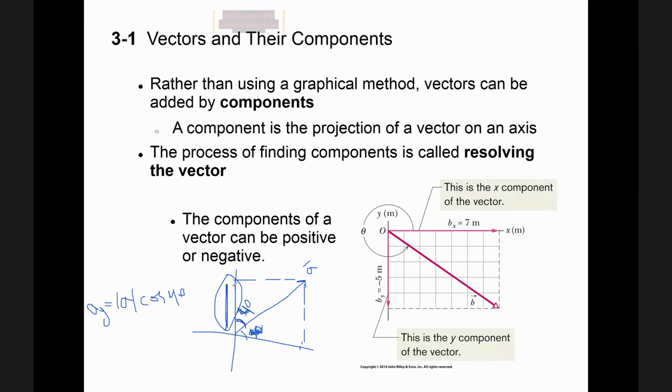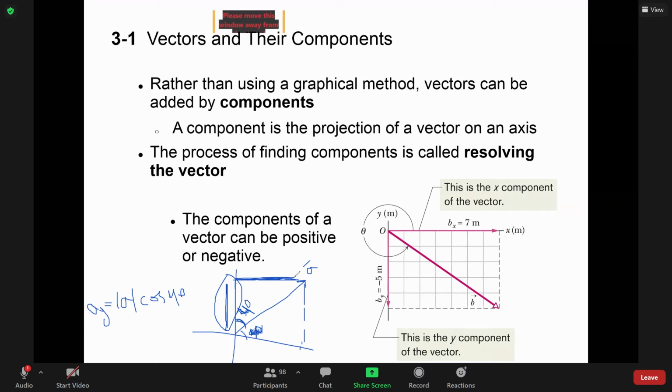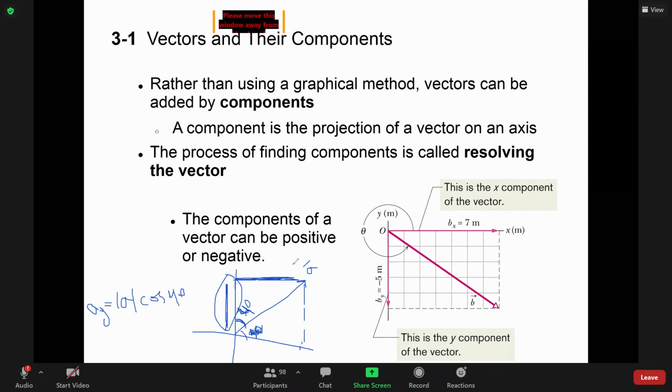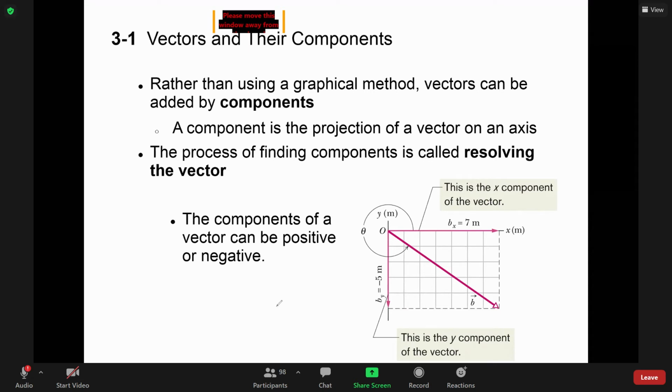Now, this side, what is it? Write on the chat, what do you think this should be? Great. A sine 40, and it is AX. Now you guys understand. Okay, let's give another example.